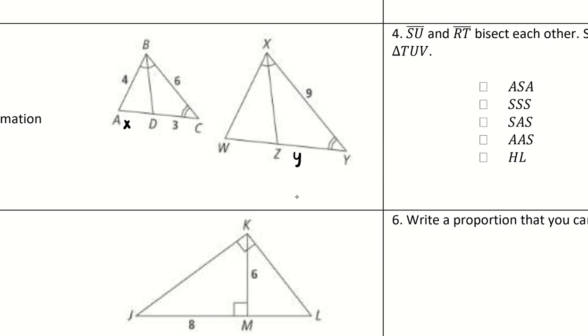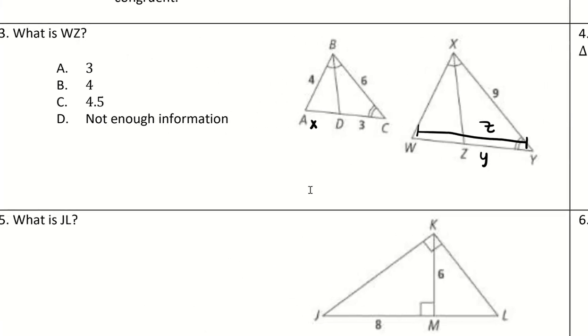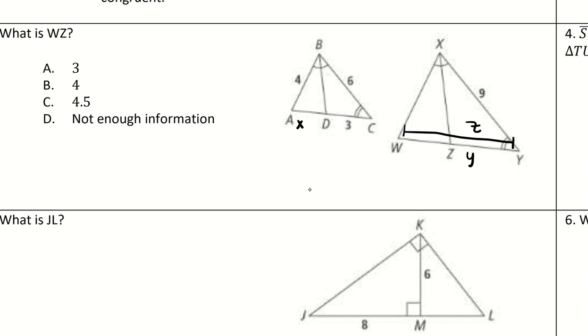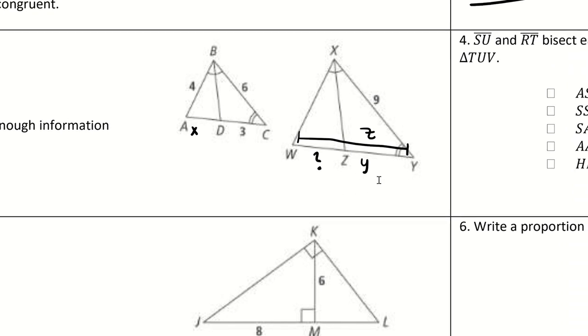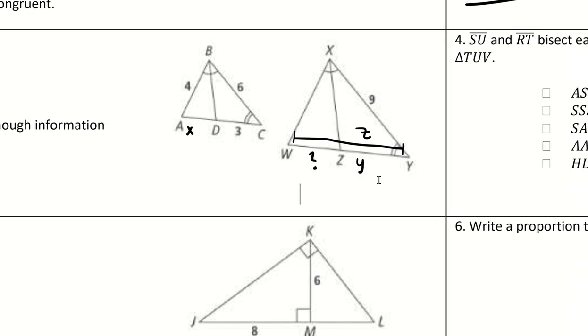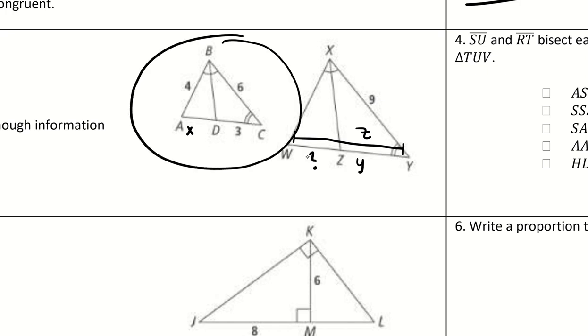All right, and then I'm going to call this side Z, because we're going to need some variables. And we are trying to look for WZ, so that's the question mark right there. But we're going to be able to find that by finding these other variables. So first off, let's just focus on this triangle.